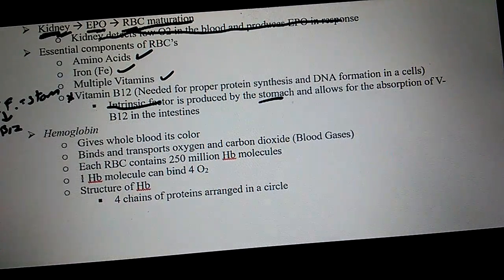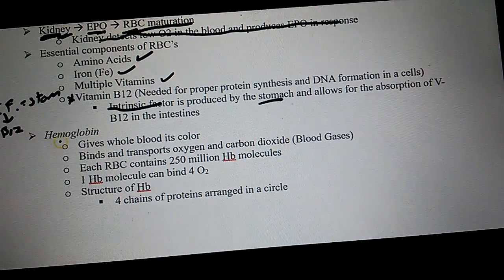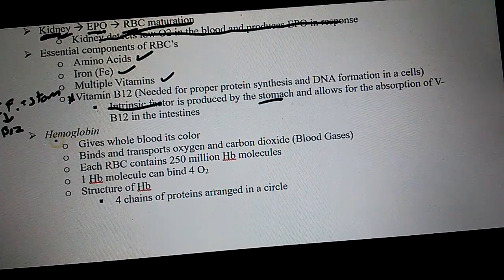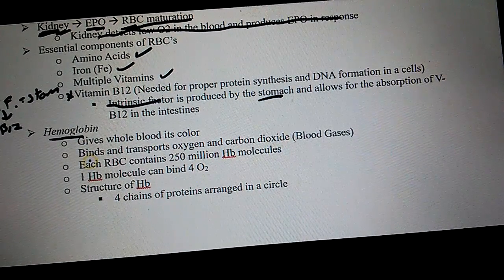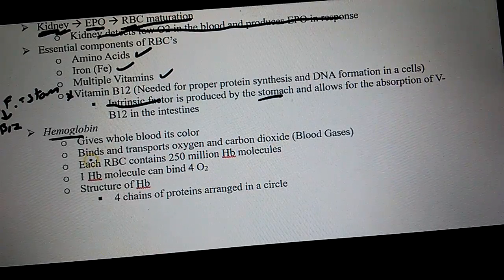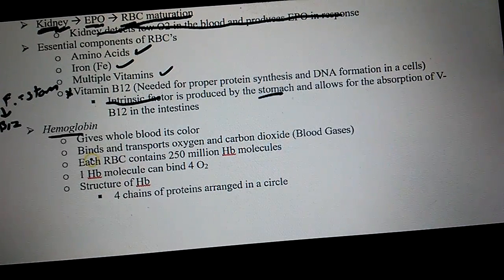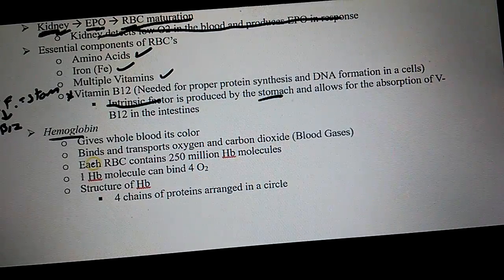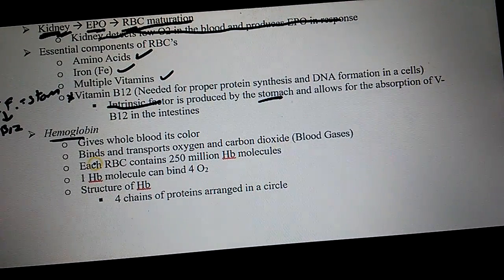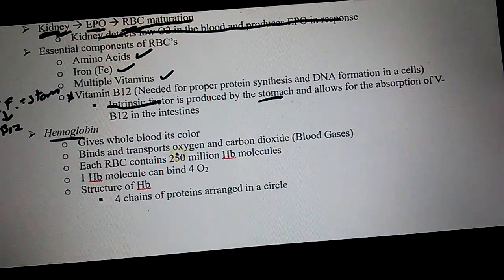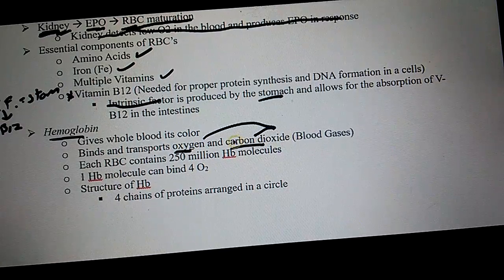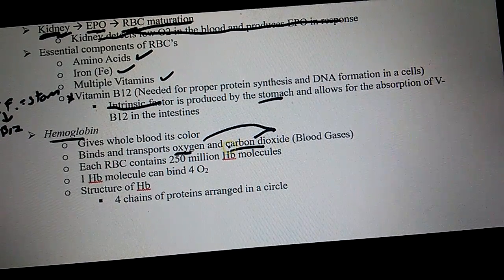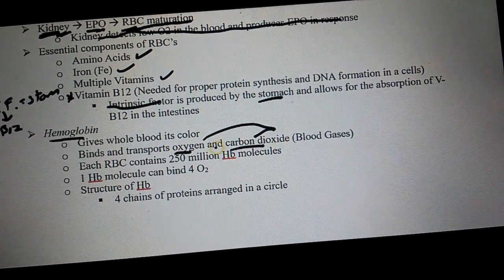Is vitamin B12 necessary for proper red blood cell formation? Yes. What gives blood its color? Hemoglobin. What color is hemoglobin when it binds oxygen? Bright red. What color does it turn when it is deoxygenated? Burgundy. O2 and CO2 are considered blood gases. What are the two blood gases? Oxygen and CO2.